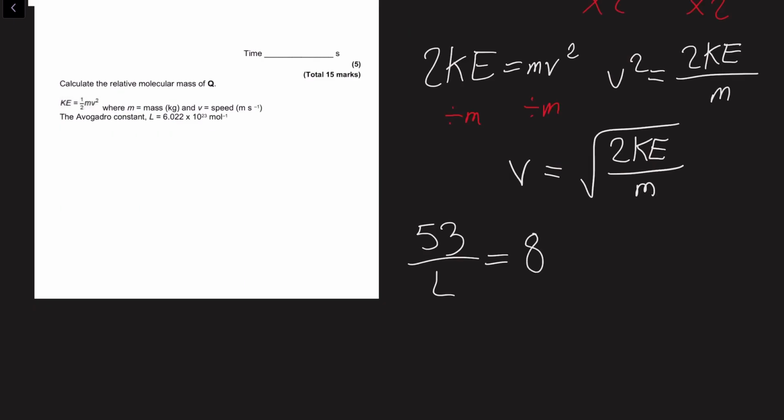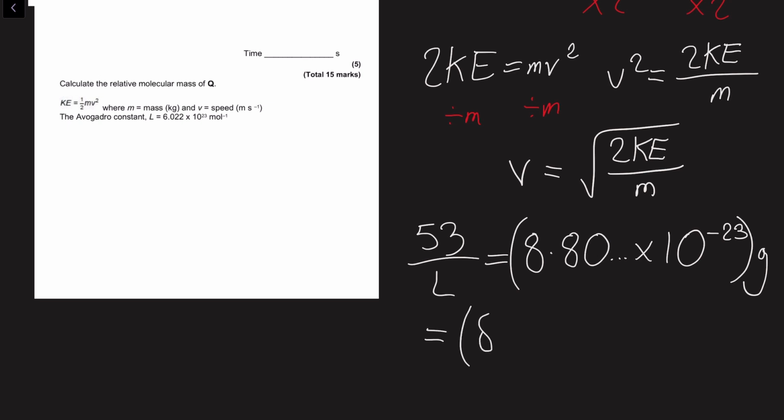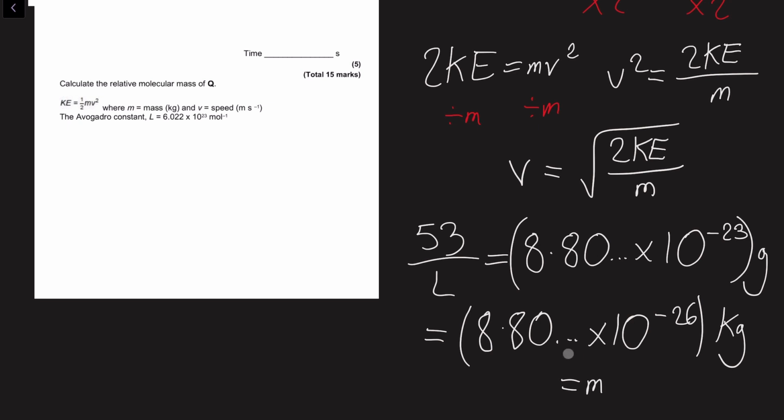It gives us 8.80, then there's more digits, times 10 to the minus 23 grams. Now to get this in kilograms, we obviously need to divide by 1000, and that gives us 8.80 times 10 to the minus 26 kilograms. So here's the mass, and we can make this equal to m. This is the mass we need for this equation.